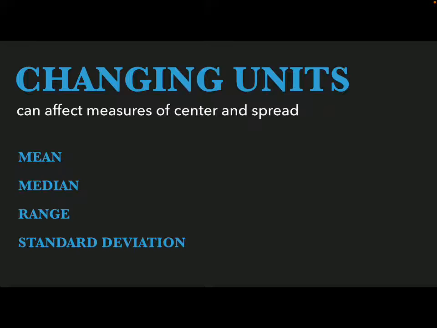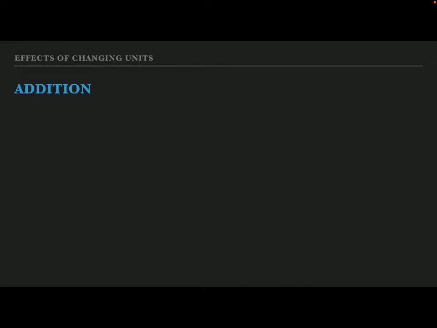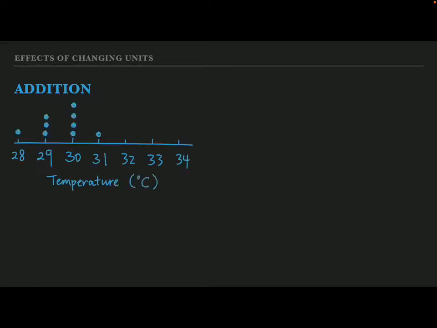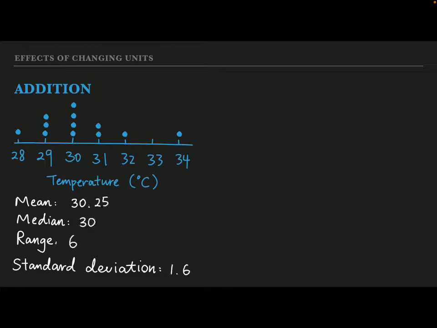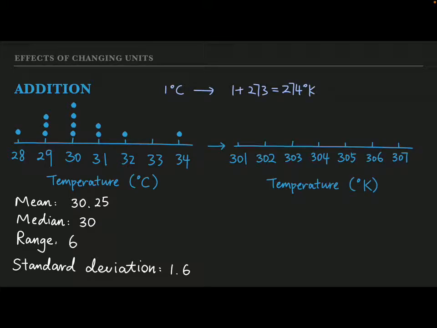In this video, we will focus on the effects of addition and multiplication. Starting with addition, we will use the data presented in this dot plot as an example. This set of data is collected from a lab that measures the melting point of some kind of solid. On the left side, we have a list of the measurements in Celsius, but the scientists need to convert it to Kelvin scale, which for your information is equal to the degrees in Celsius plus 273.